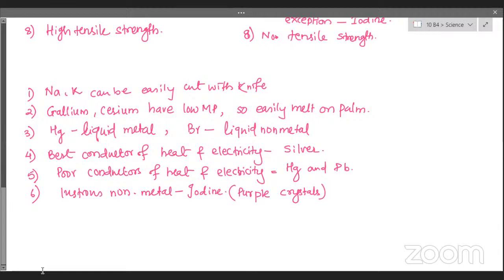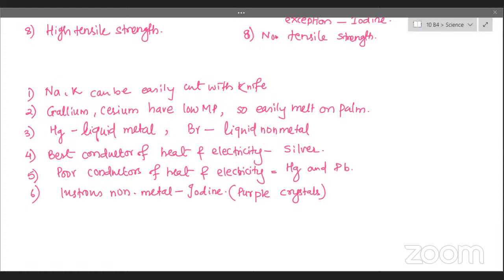Done? Yes, ma'am. And diamond is the hardest known element. It is a good conductor of heat, and graphite is a good conductor of current. That you can also include. Okay. So everything you know, the only thing you have to remember is that the poor conductors of heat and electricity are mercury and lead. All others you already know.